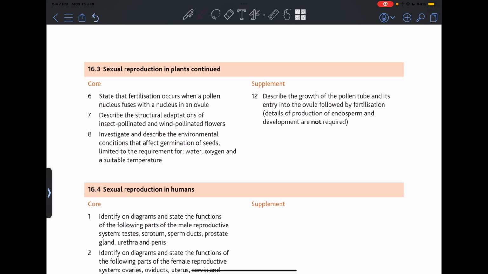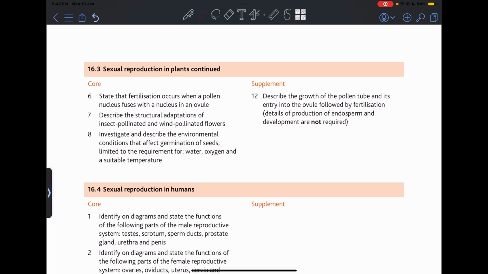16.3 Sexual reproduction in plants continued. Core students have to state that fertilization occurs when a pollen nucleus fuses with a nucleus in an ovule. Describe the structural adaptations of insect-pollinated and wind-pollinated flowers. So you have to be able to describe the adaptations of both insect-pollinated and wind-pollinated flowers.